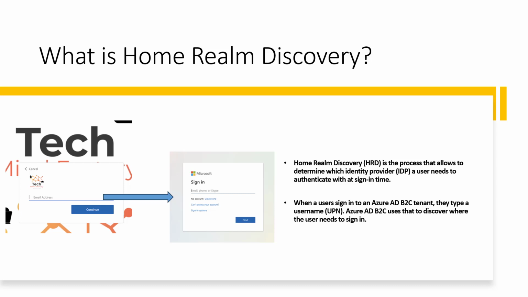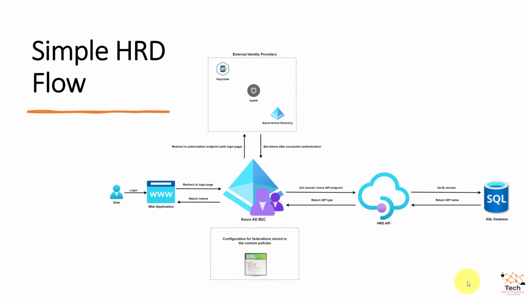When a user signs in into Azure AD B2C tenant, they type a username or UPN, and Azure AD B2C uses that to discover where the user needs to sign in. So this is what I mentioned. So using the domain part, we can basically decide where user should be redirected to login and return to the B2C. So, in this video, we are going to talk about simple HRD flow or simple home realm discovery flow and advanced. So let's talk about simple HRD flow first.